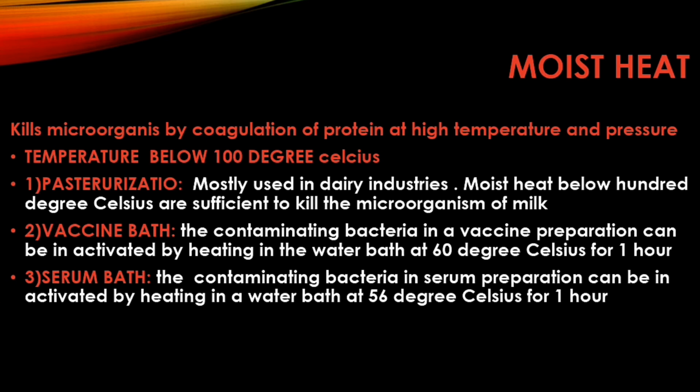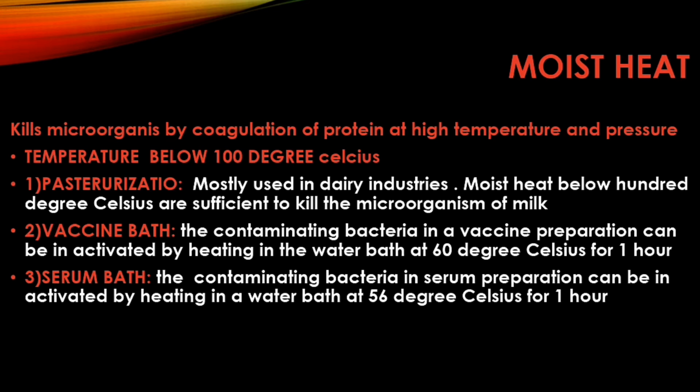So those were the dry heat methods. Now let's go to moist heat. Moist heat kills microorganisms by coagulation of protein at high temperature and pressure. As we know, bacteria or any microorganism have protein in their cell wall or cell membrane. So when they are exposed to moist heat, it coagulates the protein and kills the microorganism.